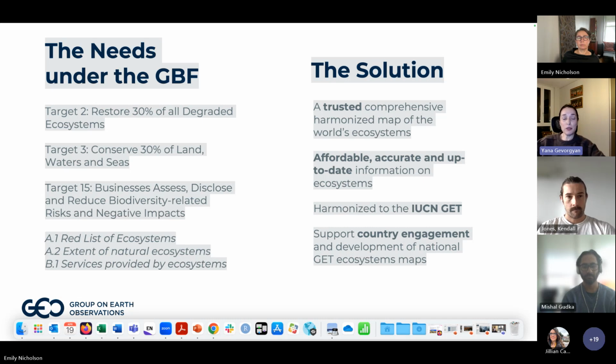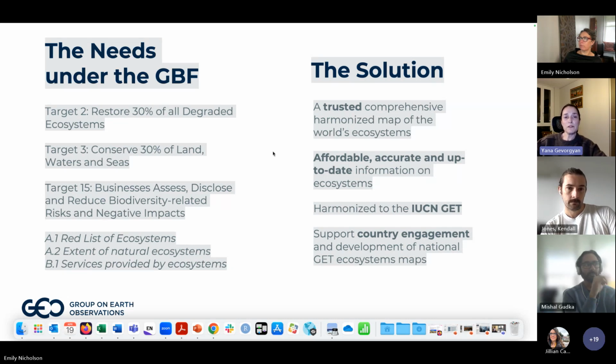Emily's presentation pretty much laid out why information about ecosystems is important, critical, in fact, for achieving the goals of the GBF. But I have highlighted them again here on this slide, and I realize actually I have missed indicators A2.1 and B2.1, but nonetheless, information about ecosystem extent, condition, and risk really will underpin a wide range of initiatives and applications that will be key towards implementation of the GBF.